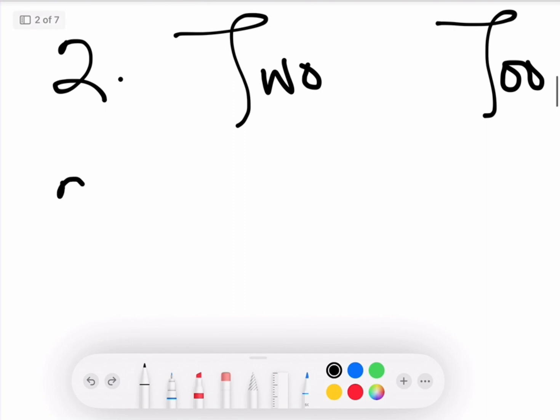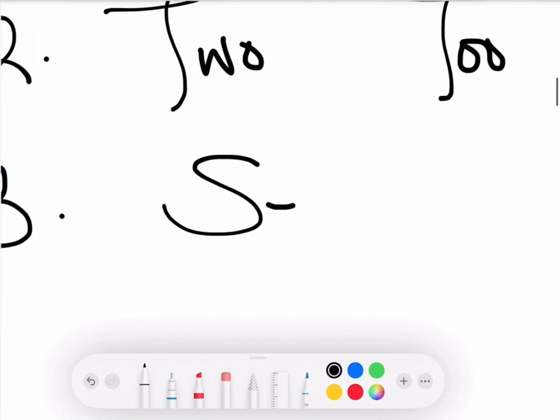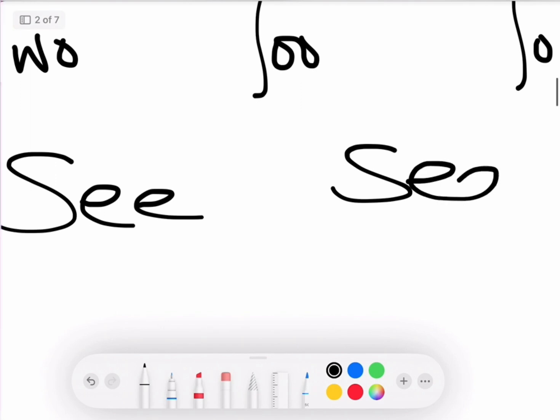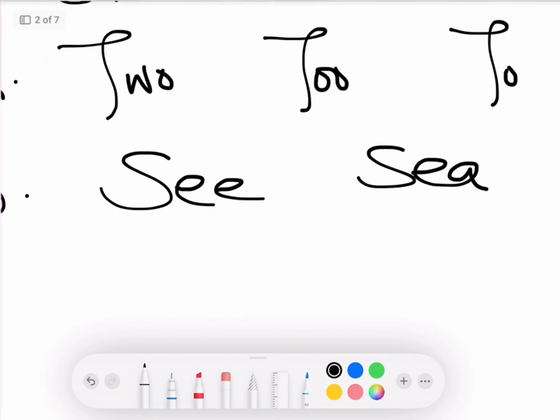Example number 3 is SEE and SEA. As you can see too, they also sound the same, but these are spelled differently. One has a letter E at the end, one has a letter A at the end. This one is for vision, when you can see something. For instance, I see a bird. You can literally see the bird. Or I see television in the sitting room. I see you in front of me. I see my friend by my side. So that's where you apply that.